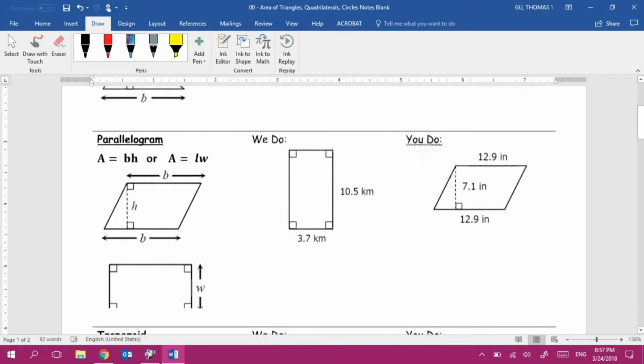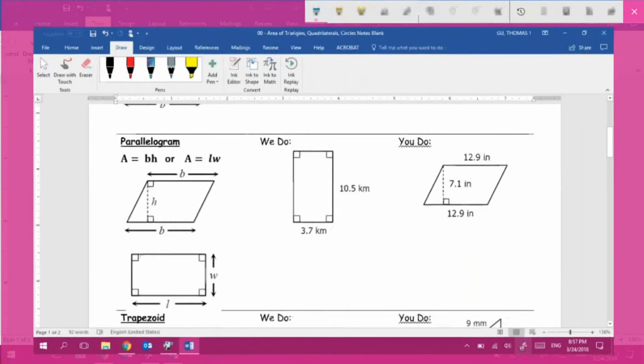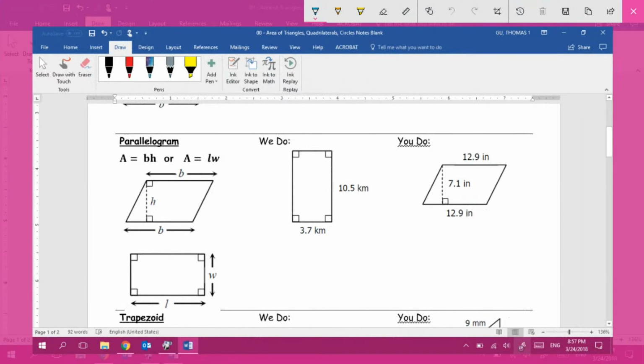Parallelogram. Here we go. So the parallelogram, all we have to do is area equals base times height. The base times the height. So, for example, you can see the base of the parallelogram right there. The height they drew right there. So let's take a look.